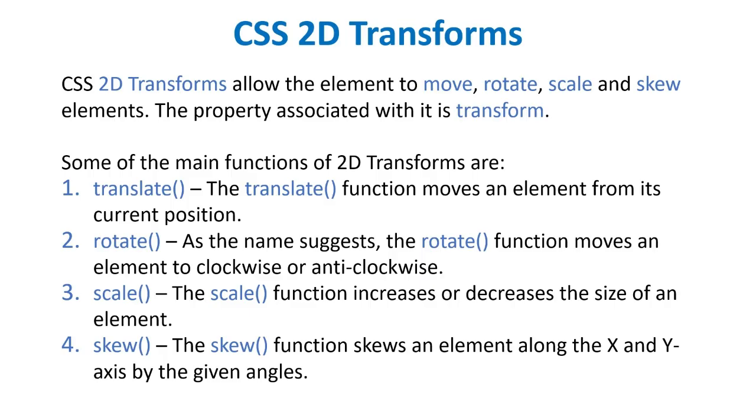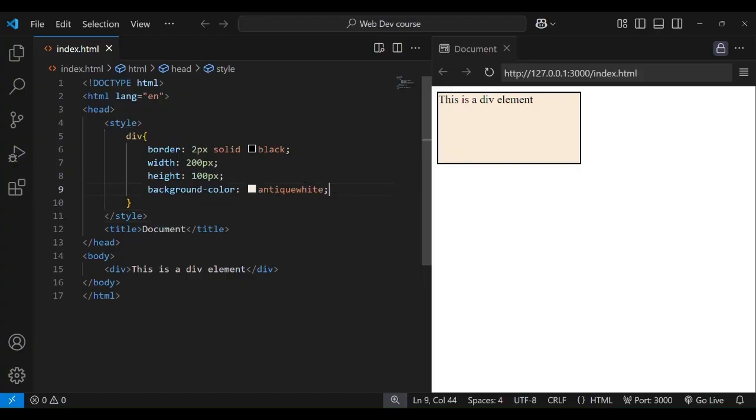Rotate. As the name suggests, the rotate function moves an element clockwise or anti-clockwise. Scale: the scale function increases or decreases the size of an element. Skew: the skew function skews an element along the x and y axis by the given angles. Let's look at a quick demonstration of each.